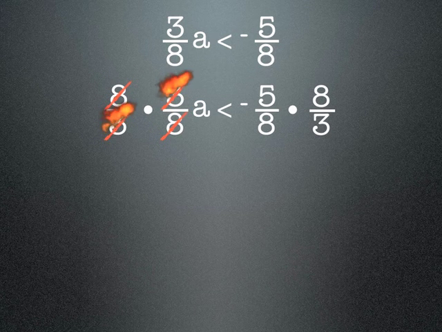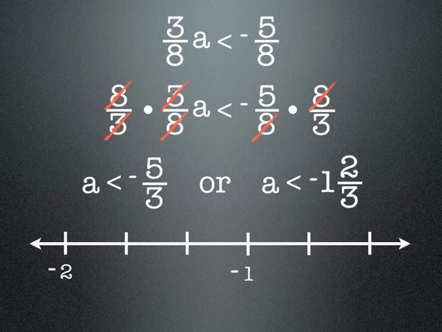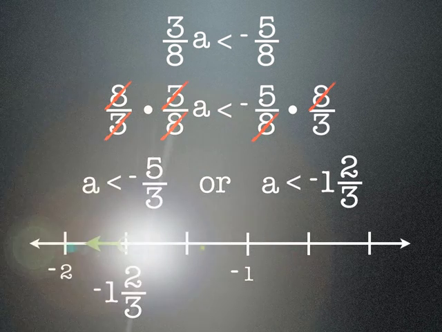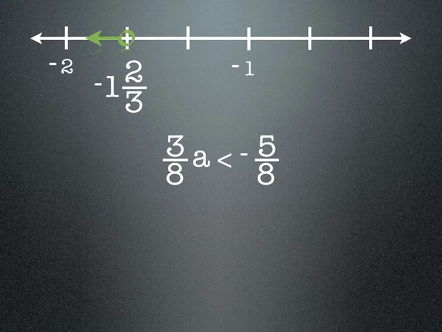So here on the right-hand side, 8 and 8 are common factors, so we cross those out. And our solution is going to be a is less than -5/3, or if we write it as a mixed number, it's going to be -1 2/3. And that is the way we graph it.